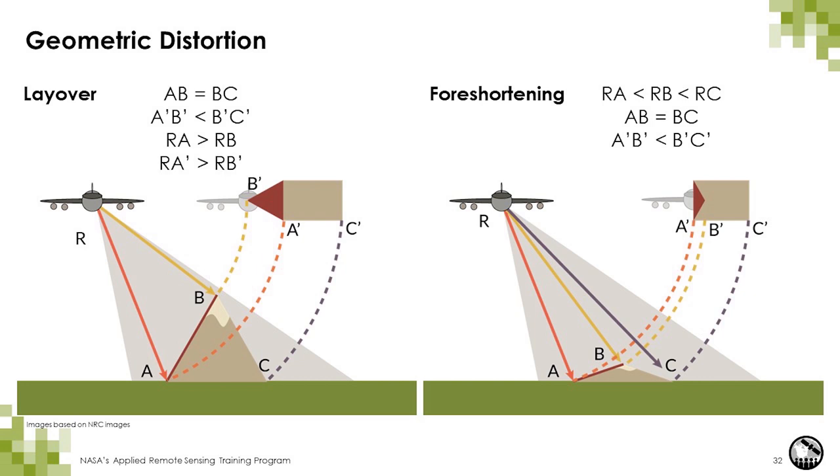Now, you can correct for these using software that's usually already included in open source software that's available. So SNAP, for example, has tools to correct for these geometric distortions, and it uses a digital elevation model to correct for these things.